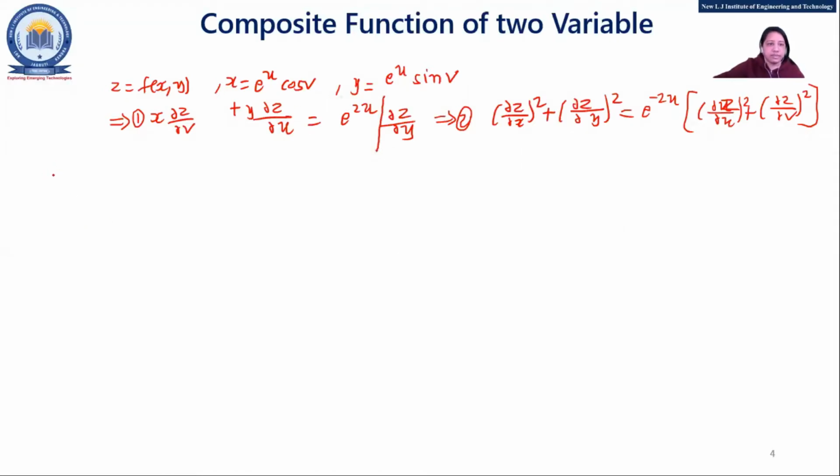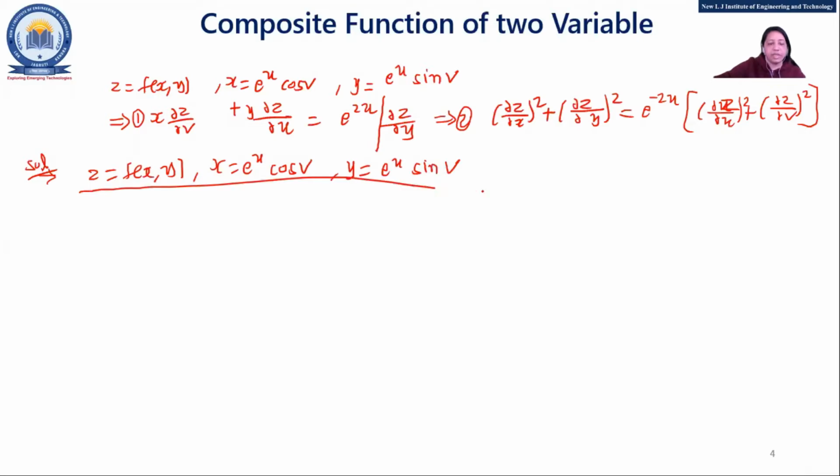So what is given? Solution to that, z equal to f of x y, x equal to e raised to u cos v, and y equal to e raised to u sin v. This is given, right? Now what we want first? Suppose this we want to prove, x into del z by del v plus y into del z by del u. So first you need to find out what?